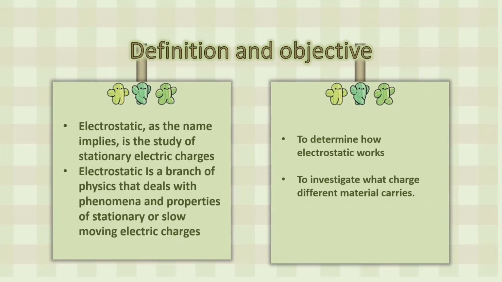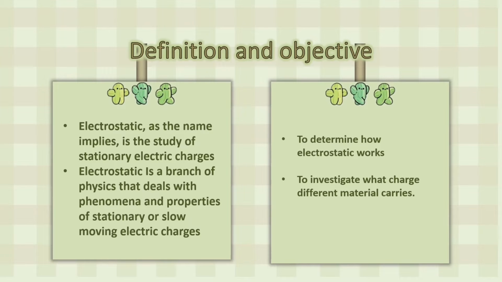Okay, now we want to talk about the definition of electrostatic. Electrostatic, as the name implies, is the study of stationary electric charge. Electrostatic is a branch of physics that deals with phenomena and properties of stationary or slow-moving electric charge. As an example, a rod of plastic rubbed with fur or a rod of glass rubbed with silk will attract small pieces of paper and is said to be electrically charged.